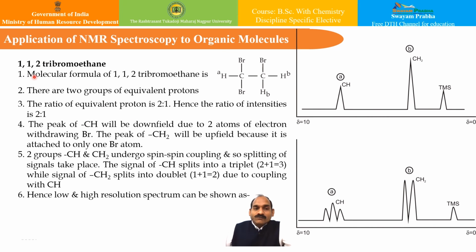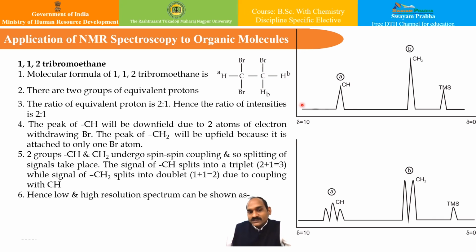Similarly, if I take the example of 1,1,2-tribromoethane, in this case there are two groups of equivalent protons, A kind and B kind. So if you see, this is A kind and B kind. The peak of CH will be downfield due to the two bromine atoms adjacent to it, and the peak of CH2 will be upfield because only a single bromine is adjacent to it.